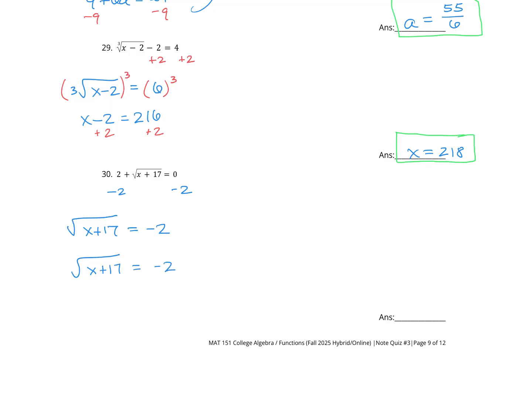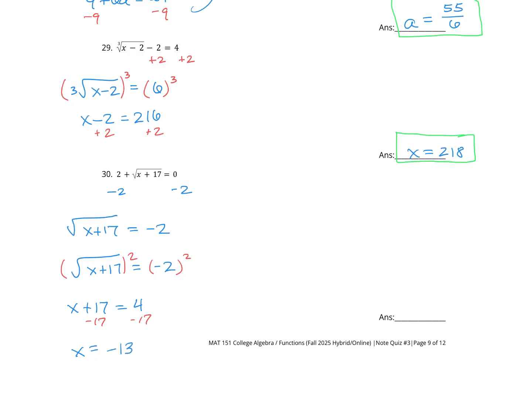All right, so once again, I got the square root isolated. I'm going to square both sides. That takes me to just plain x plus 17. And I know that negative 2 squared is positive 4. Subtracting 17 from both sides, I get x is equal to negative 13.